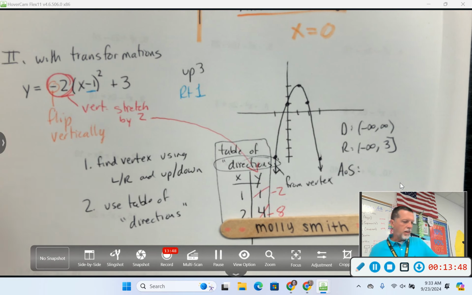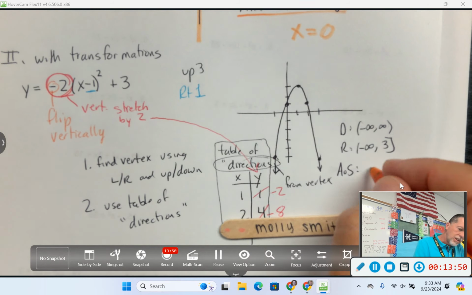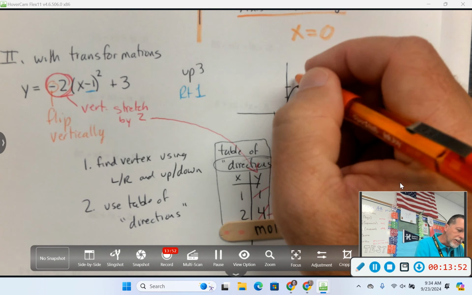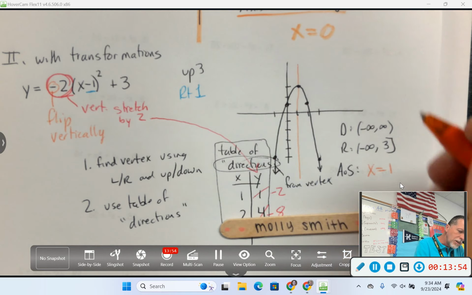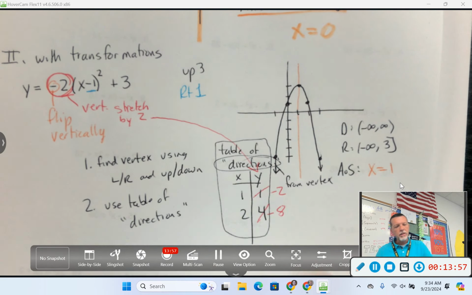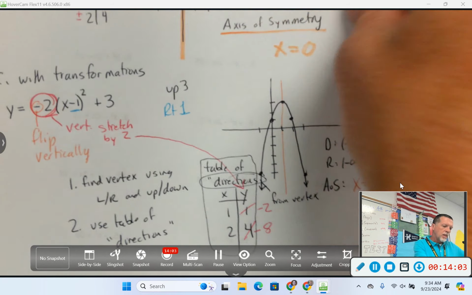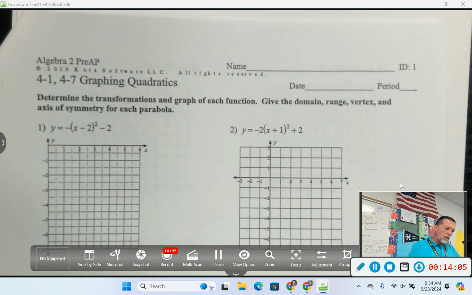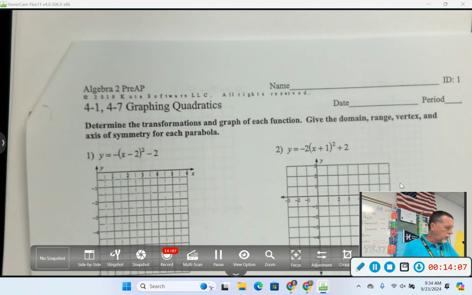Molly, how about the axis of symmetry? X equals 1. X equals 1. I didn't even draw it on there. Draw it on if you need to, but that's another one where you don't have to draw it on, but it helps you figure it out. Then by all means, draw it on there. Okay, looking at the worksheet, we're going to do a few together.